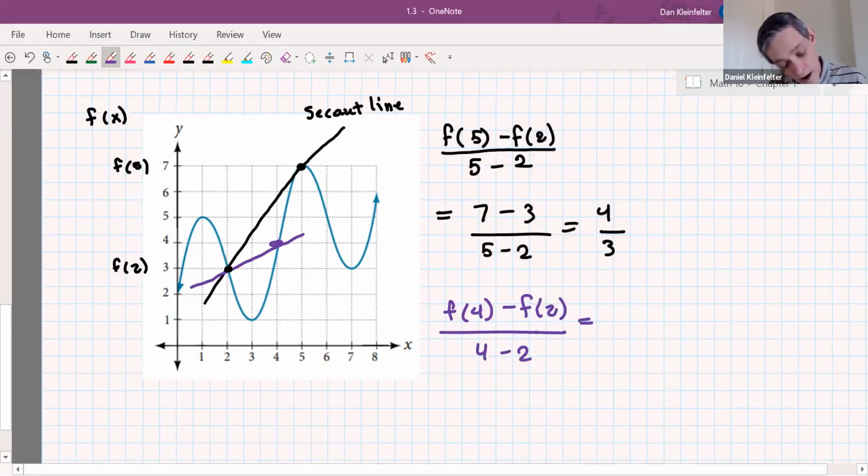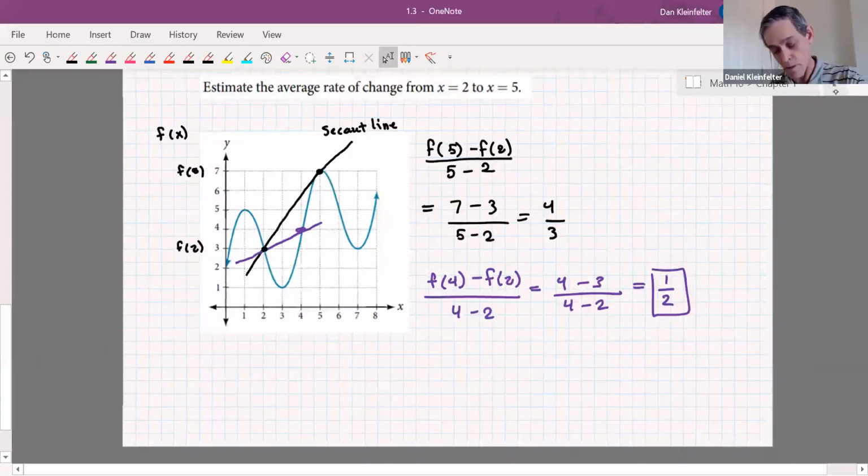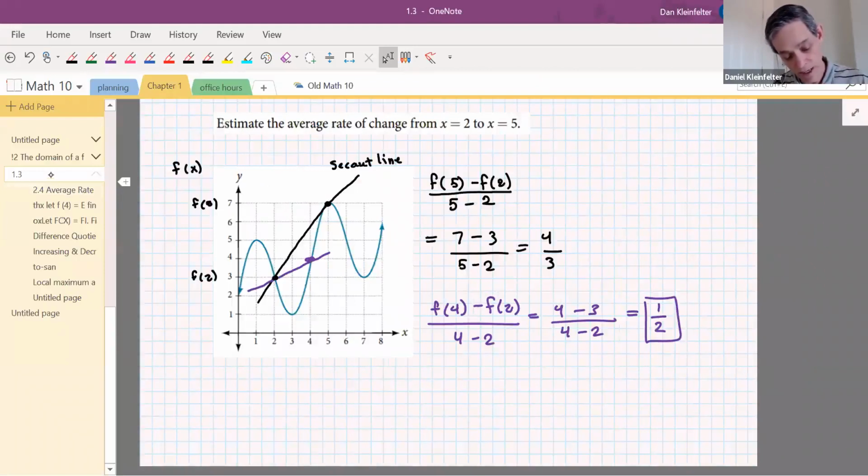The change in the y values this time is just 1. Here the output was 4, the output here was 3, 4 minus 2 is 2. Okay, so this time the slope only worked out to be 1/2, or the average rate of change worked out to be 1/2. Okay, so we have another example of that.